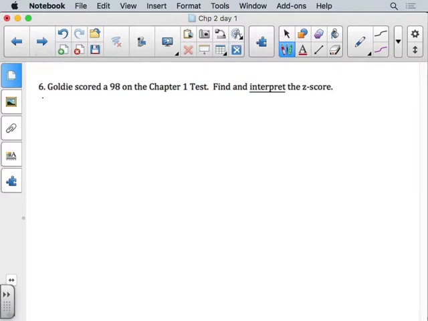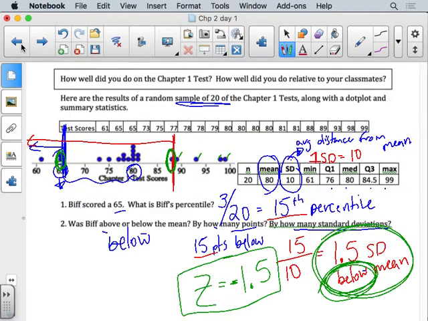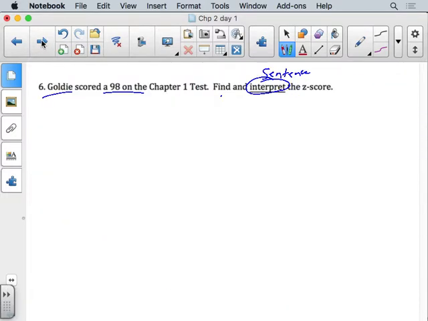So Goldie had a score of 98 on the Chapter 1 test. Find and interpret. So interpret means write a sentence about what that means. So here he is at a 98. He's doing pretty good. He's one of the top scores.